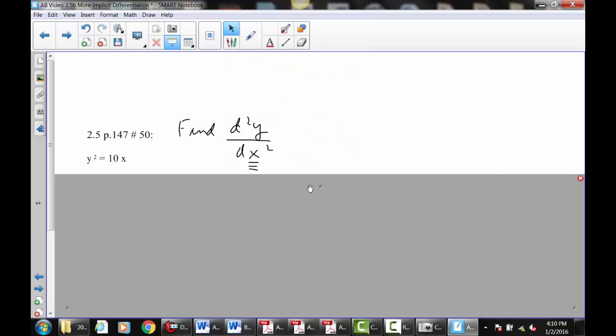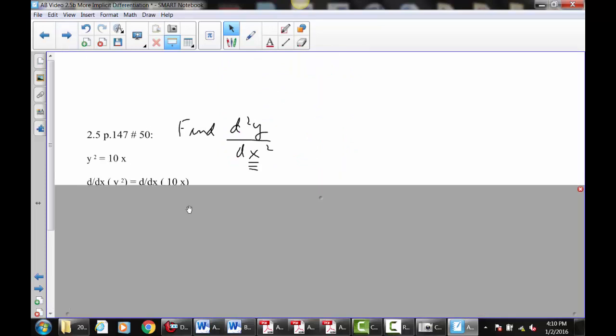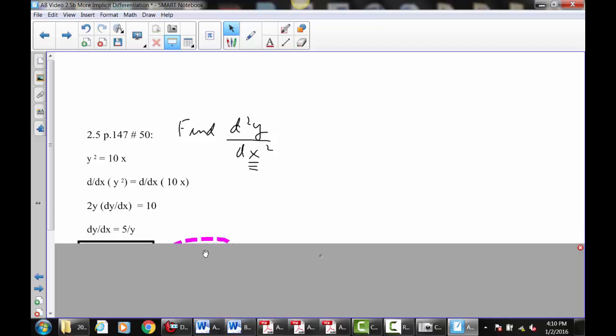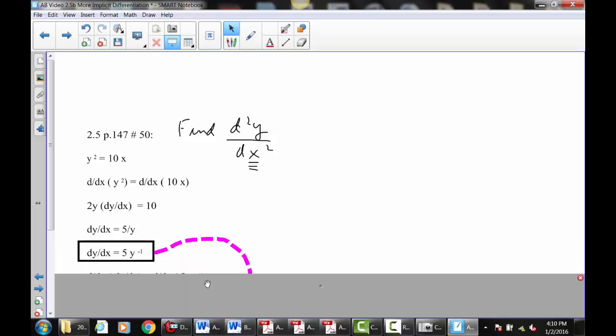Here's another example. This time it's y squared equals 10x. So you take d/dx of each side. That'll be 2y dy/dx equals 10. dy/dx, therefore, is 10 over 2y, which is 5 over y. Now you're going to take d/dx of each side of that.